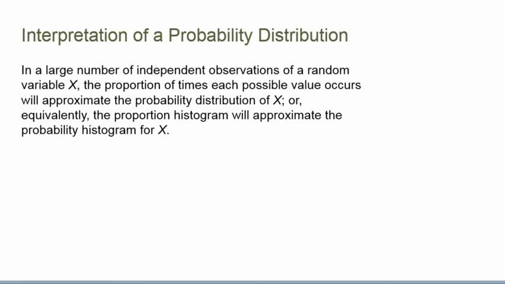Interpretation of a probability distribution. In a large number of independent observations of a random variable x, the proportion of times each possible value occurs will approximate the probability distribution of x, or equivalently, the proportion histogram will approximate the probability histogram for x.